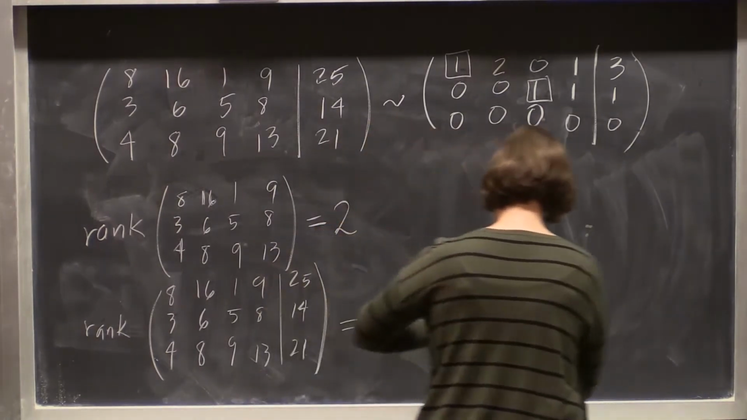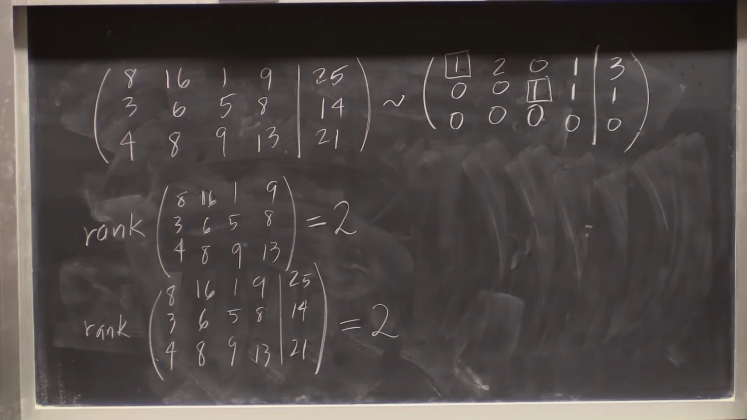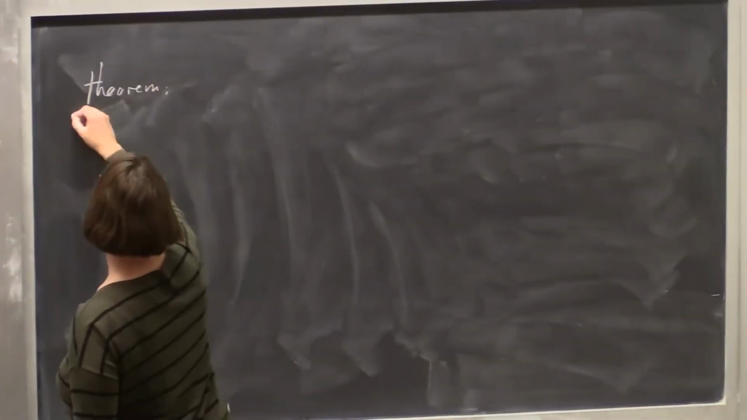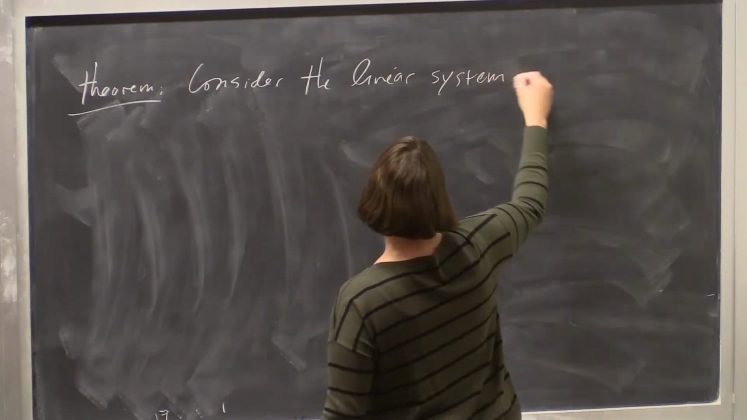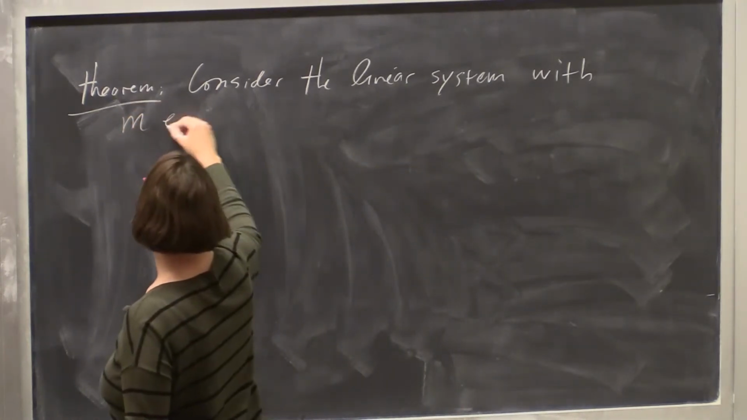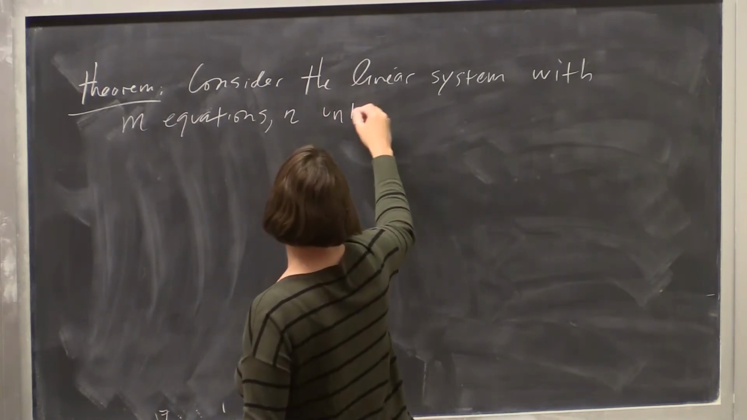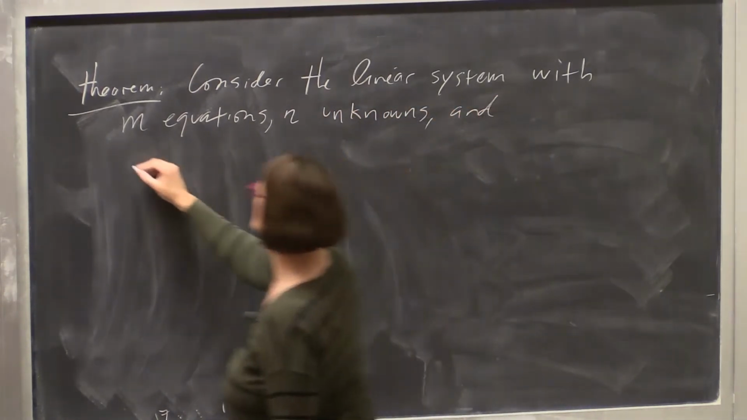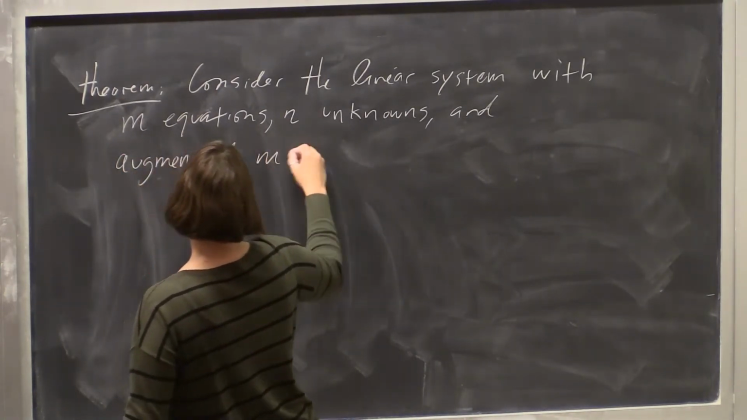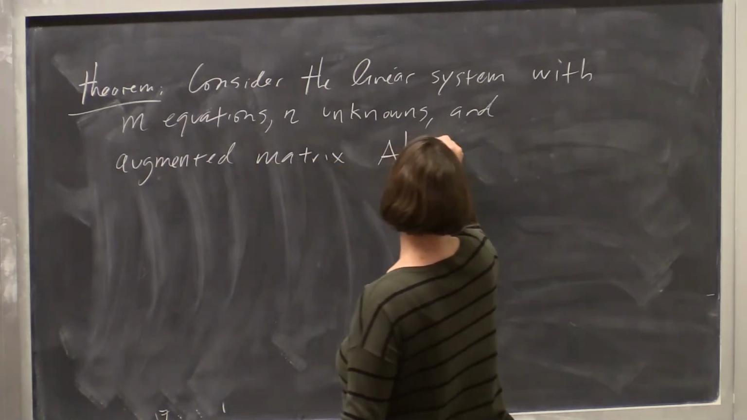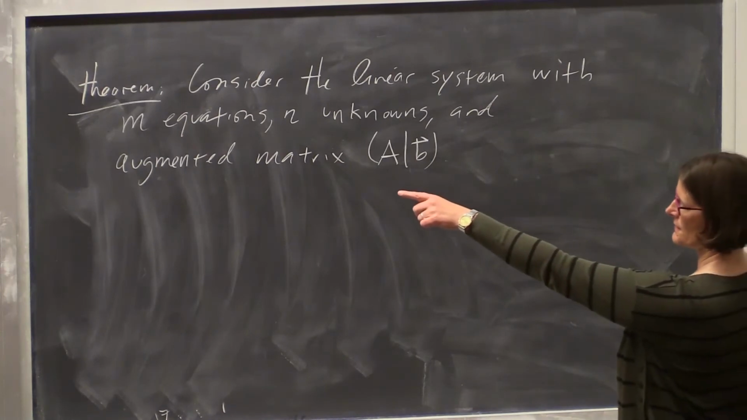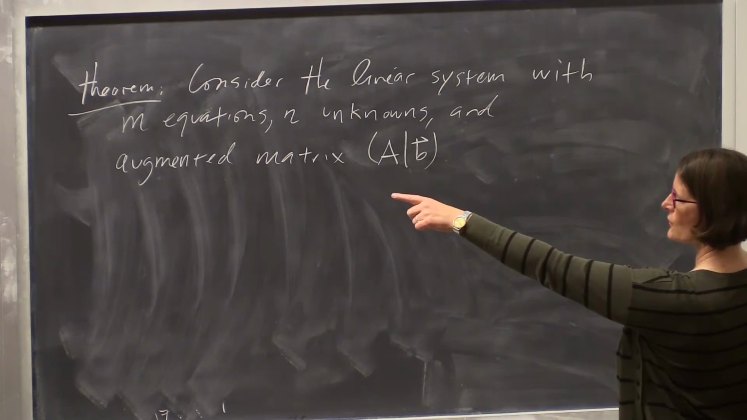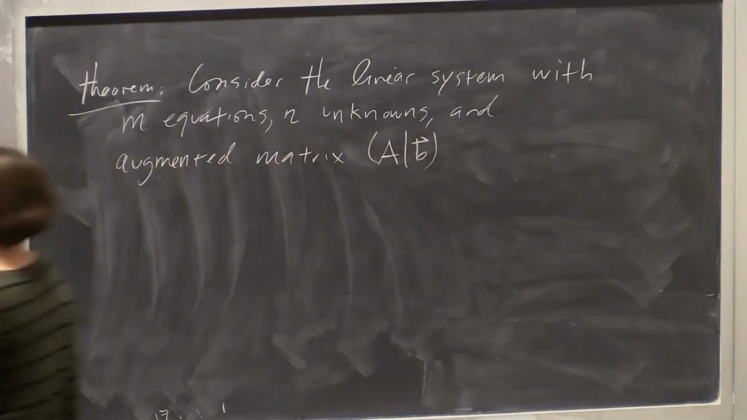So this leads us to a hugely important theorem. So theorem, consider the linear system with m equations, n unknowns, and augmented matrix A, B. All right, so I'm saying, for example, if you had the linear system with that augmented matrix, you would have 3 rows, 3 equations, 4 unknowns, and augmented matrix this. I'm just trying to speak in generality.